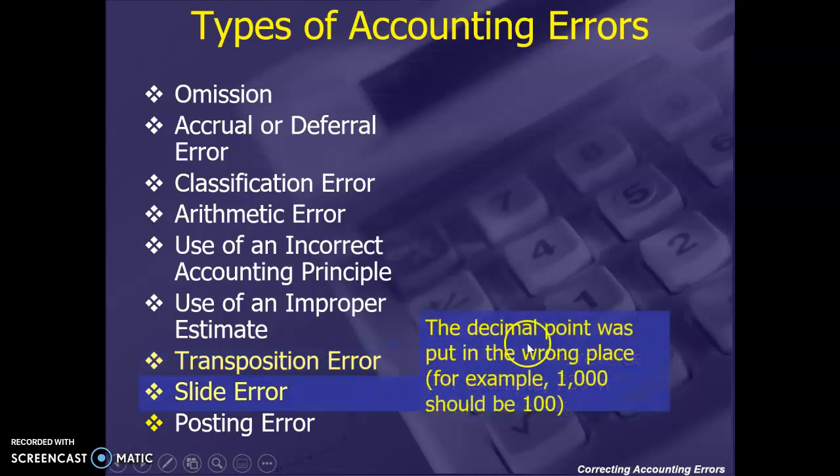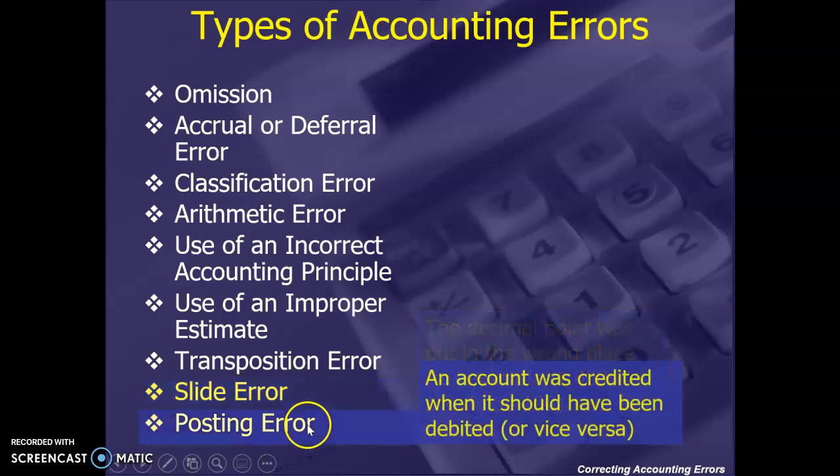A slide error is when the decimal place is off. So instead of 1,000, you put 100, or 100, you put 1,000. So you've either added a zero or subtracted a zero. So you have the wrong number written down. And the last one is a posting error, that you have credited something when it should have been debited or debited something when it was credited. So you've gotten it going the wrong way. So that's an error. That's something I see fairly common right at first in accounting, is that you'll do a journal entry and you'll have things backwards. So that would be a posting error.